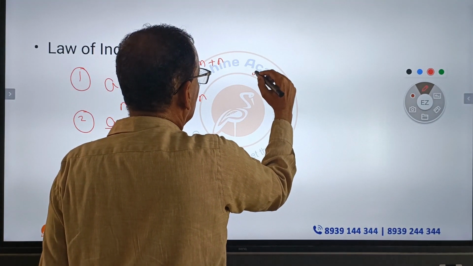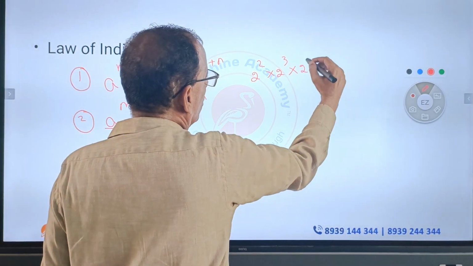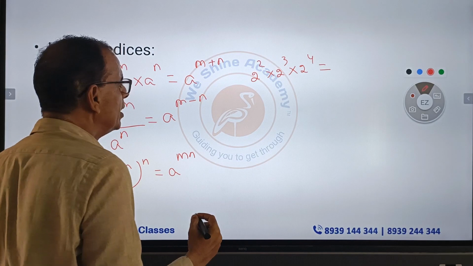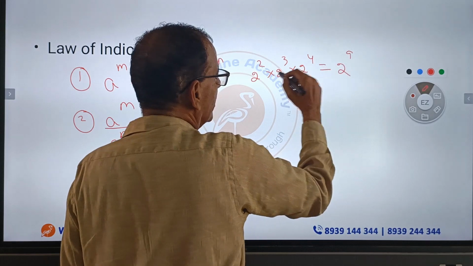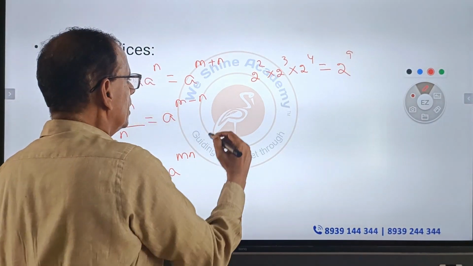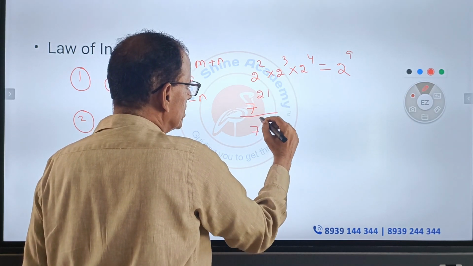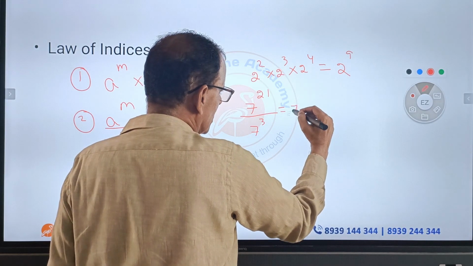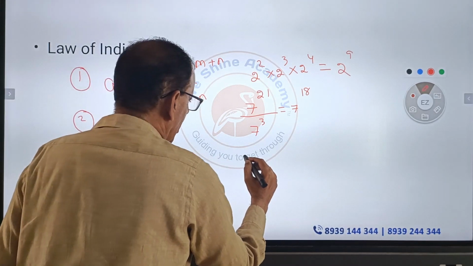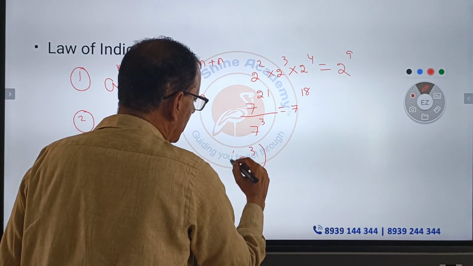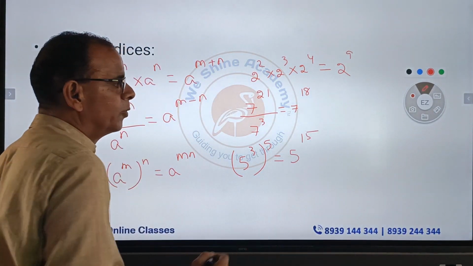For example, 2 square into 2 cube into 2 to the power 4. What value you have to put? 2 to the power 2 plus 3 plus 4, which is 9. Just you have to add. 7 to the power 21 divided by 7 cube: how much? It is not 7 to the power 7. It is 7 to the power 18. 5 cube bracket to the power 5: what is the value? 5 to the power 15.